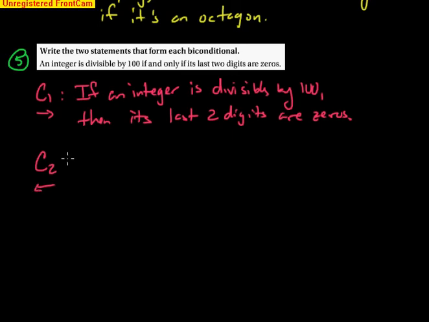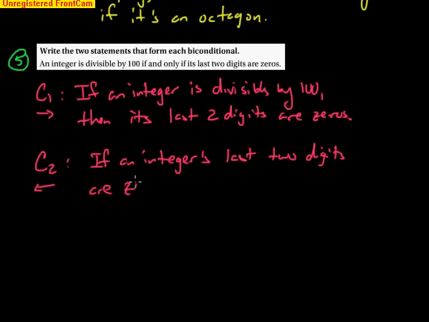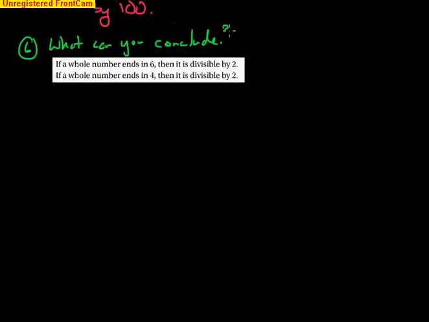Now, every biconditional is made of 2 conditionals, so let's write the reverse one. Okay? If, now, it starts with its. Well, what is its? Its is an integer. If an integer. So don't use those pronouns. If an integer's last 2 digits are zeros, then, and now we go to the part before the if and only if, then it is divisible by 100. Okay? So there is a way to break down a biconditional into 2 conditional statements.